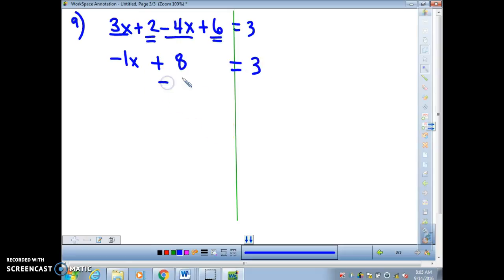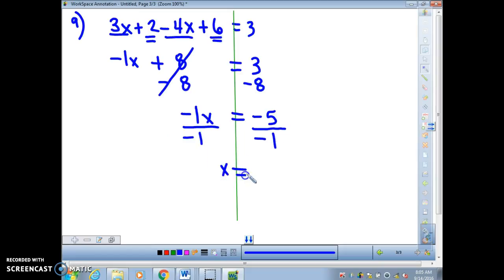So subtract 8 from each side. We'll bring down that negative 1x is equal to what? When I combine these, write negative 5. Alright, and then to finish up, I need to do what? Divide by negative 1. So that's how I get that x is a positive 5.